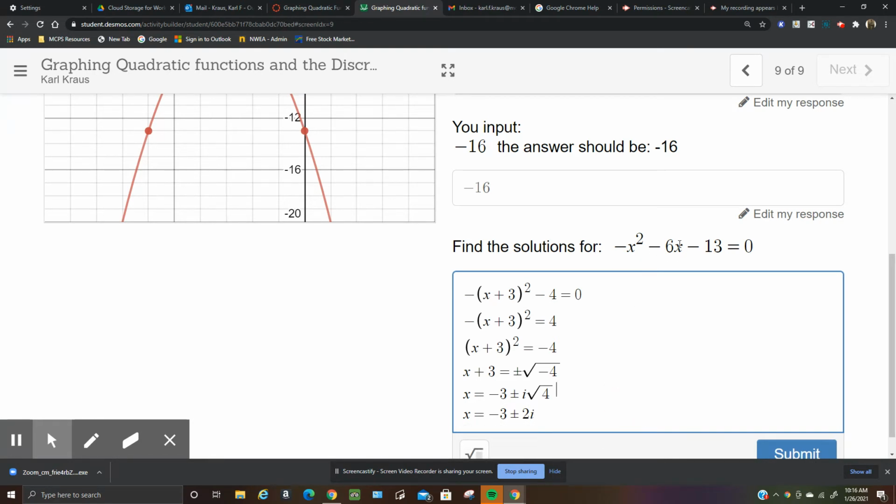And if you do use the quadratic formula, you could get something equivalent. It might not look exactly like this. Or you could also divide through by a negative and then add 13 to both sides and complete the square.